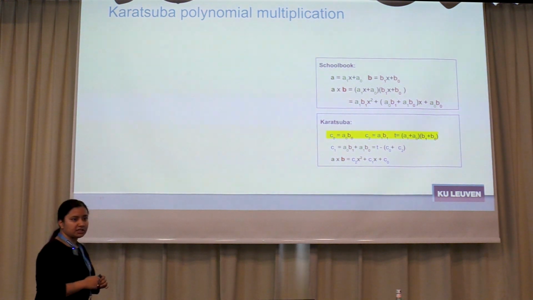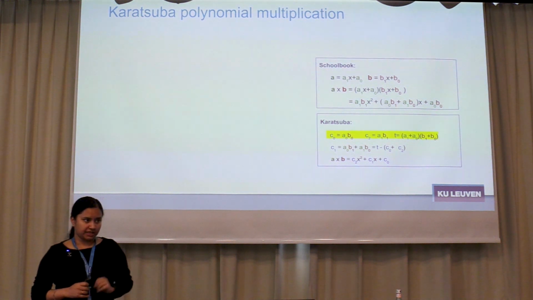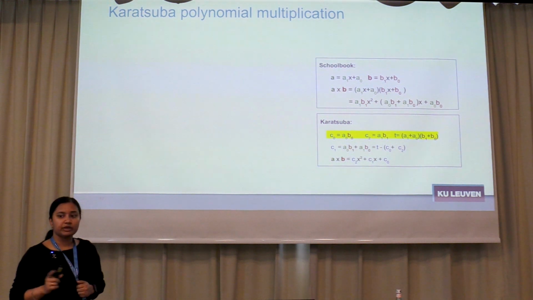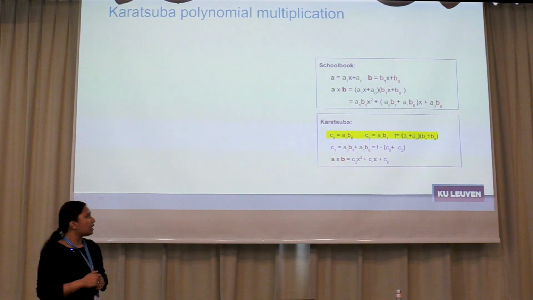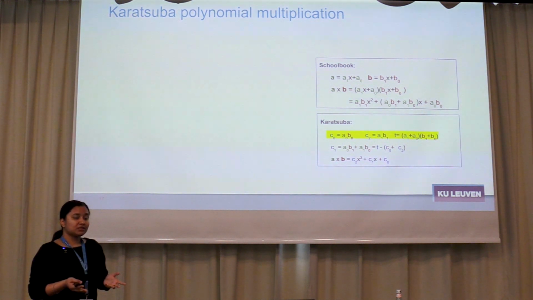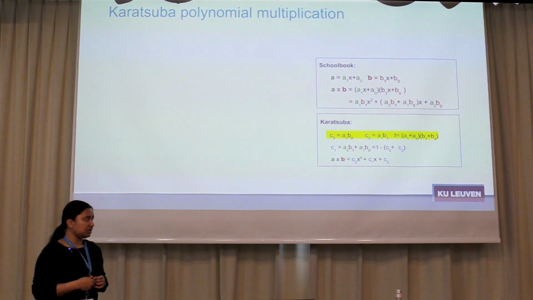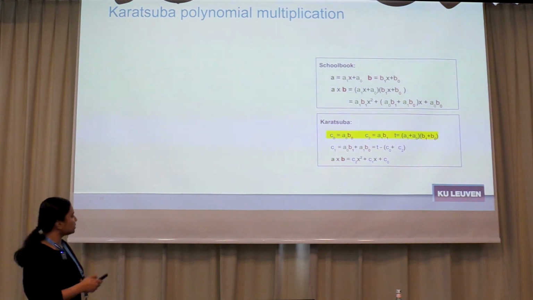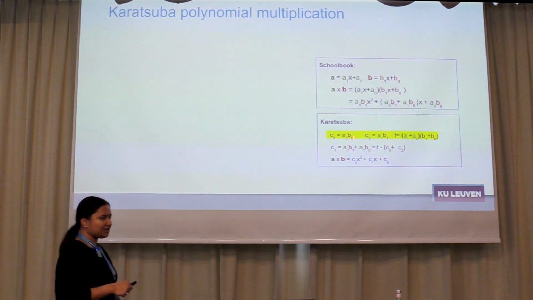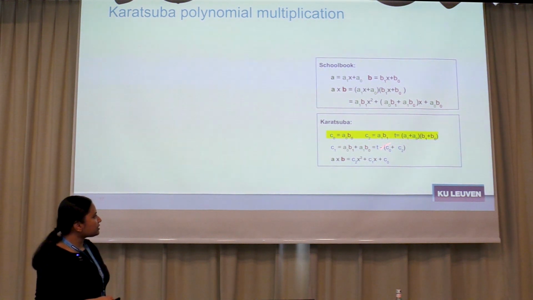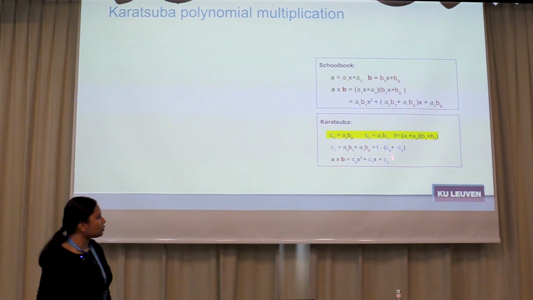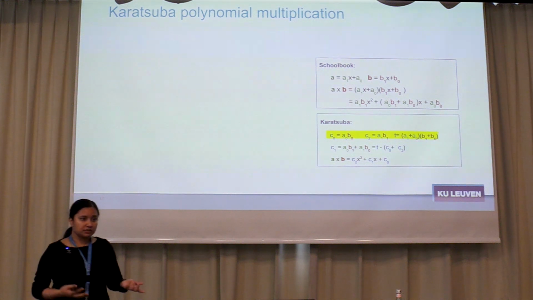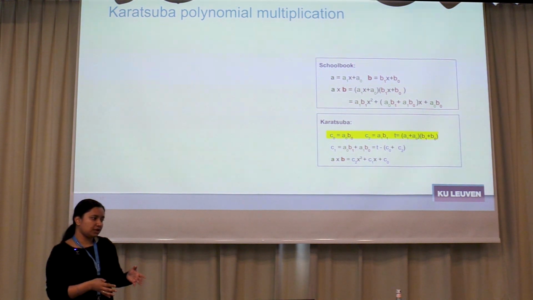If you use schoolbook multiplication, you have to do 4 multiplications and some additions. But if you use Karatsuba, then you can reduce 1 multiplication at least. So it is helpful, right? It reduces your multiplication cost by 1 multiplication, although it increases 1 subtraction step. But sometimes multiplication is more expensive than addition or subtraction, at least in some hardware.